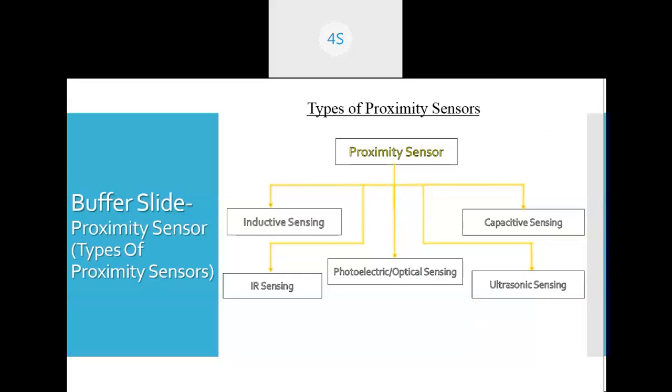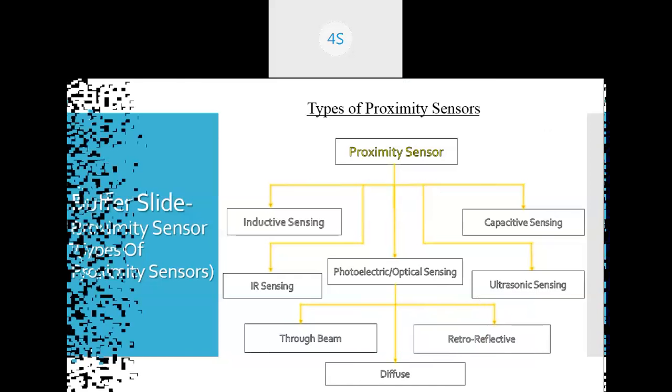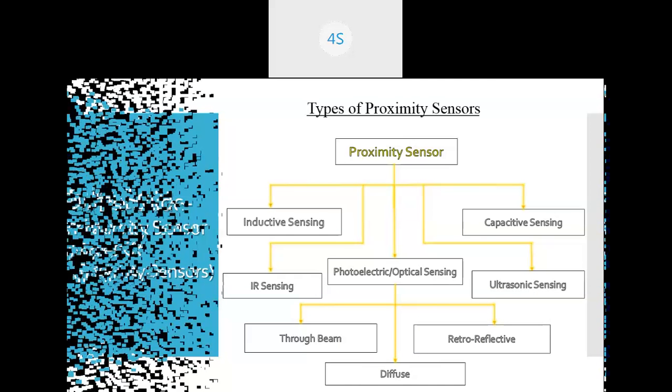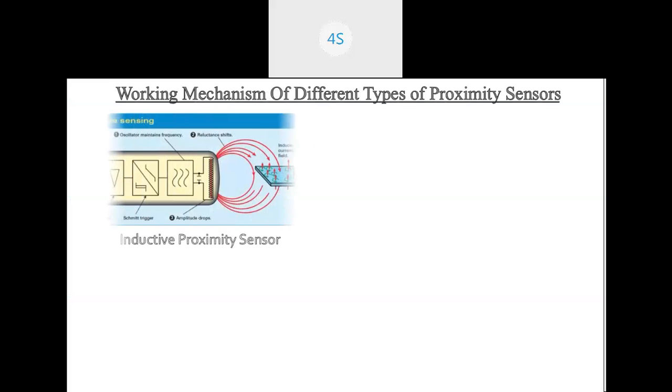The types of proximity sensor. There are mainly 5 types of proximity sensor, that is inductive sensing, IR sensing, photoelectric or optical sensing, capacitive sensing, and ultrasonic sensing. And here also there are 3 types of photoelectric sensing: through beam, diffuse, and retroreflective.